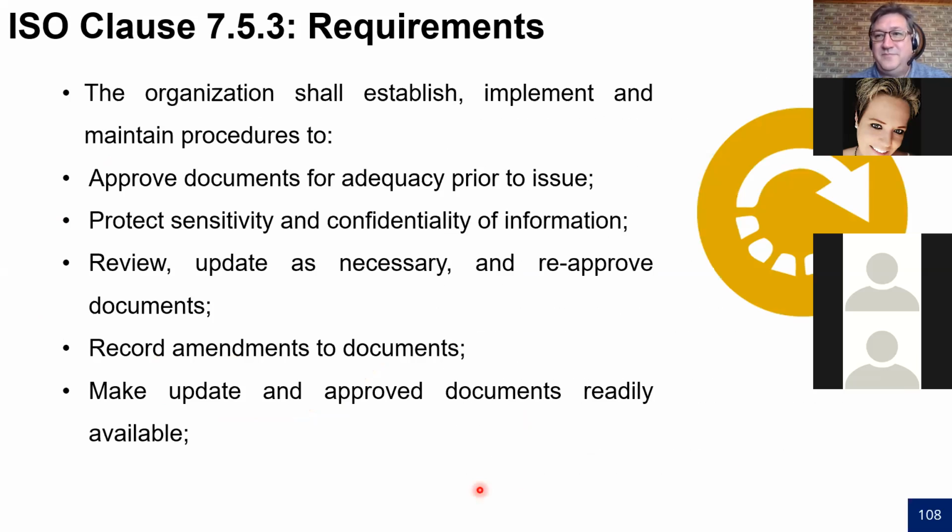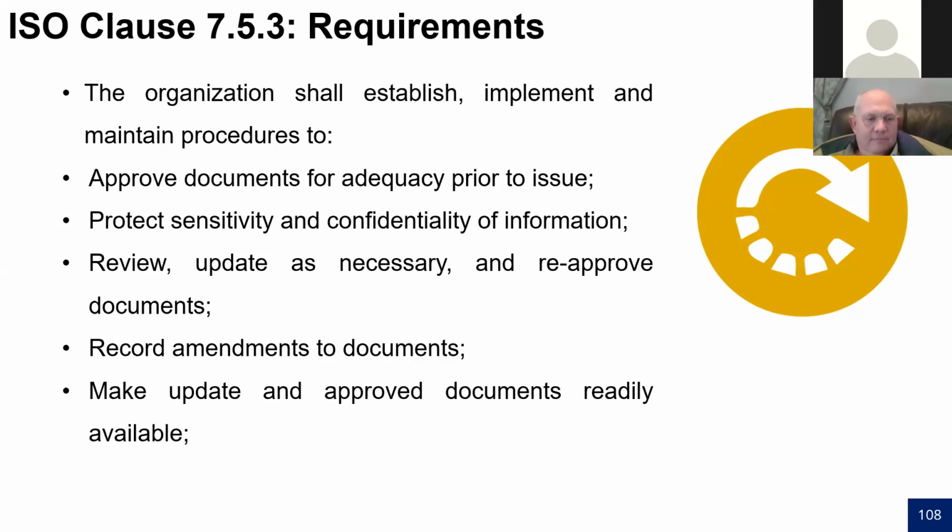Now, 7.5.3 also says that the organization shall establish, implement, and maintain procedures to, firstly, approve documents for adequacy prior to issue. Secondly, protect sensitivity and confidentiality of information. Thirdly, review, update as necessary, and reapprove documentation. Fourth, record the amendments to documents. Very important, that one. And then the last one, make updated and approved documentation readily available to everybody that needs it.